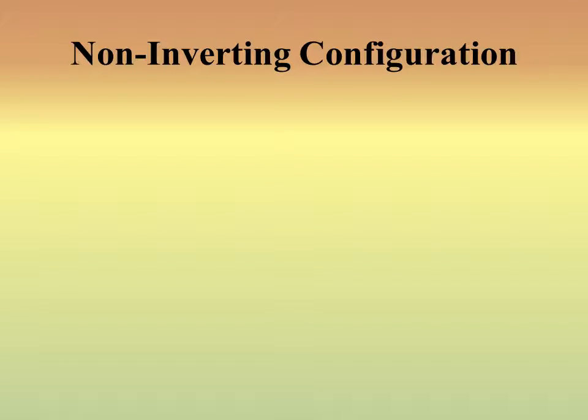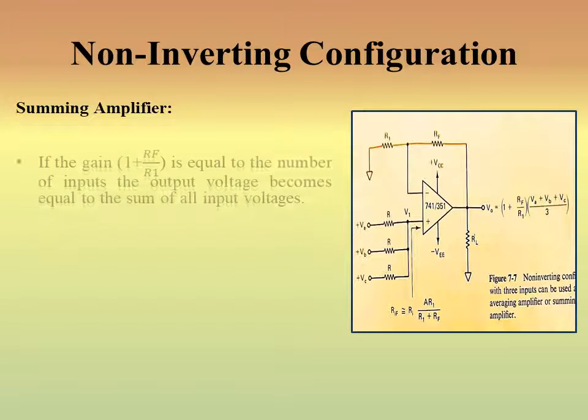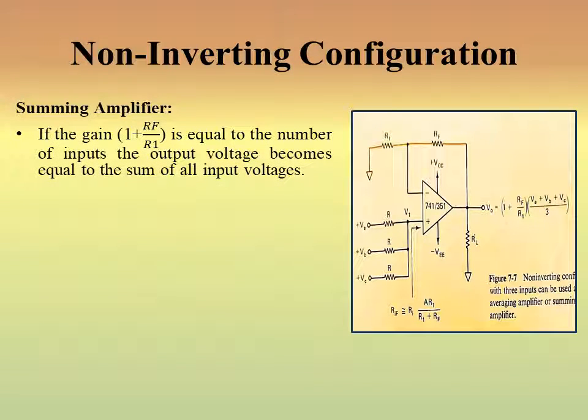So again we make the same diagram, and now we will discuss the summing amplifier. Now this same circuit can behave like a summing amplifier if suitable conditions are applied. So if the gain 1 plus Rf upon R1 is equal to the number of inputs, the output voltage becomes equal to the sum of all input voltages.